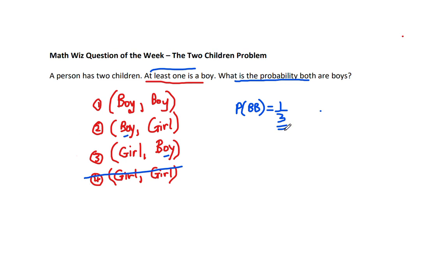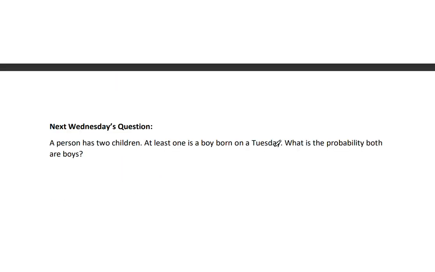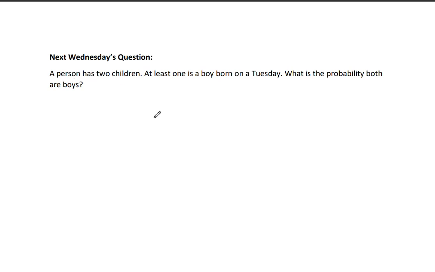All right, hope you got that correct. And in next week's Math Whiz question of the week, we'll be looking at this question. A person has two children. At least one is a boy born on a Tuesday. What is the probability that both children are boys? This one is a little bit more difficult, so I want you to think about it carefully, and I will be presenting the solution in detail next week, Wednesday.